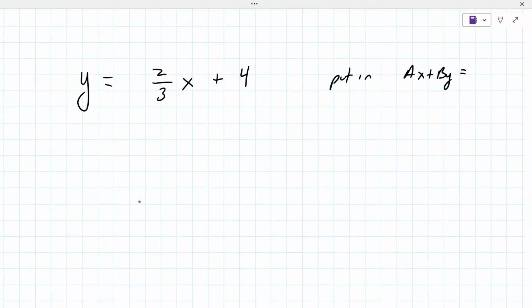So let's say it's something like this. Let's go y equals 2/3 x plus 4. So again, put it in standard form, Ax plus By equals C.